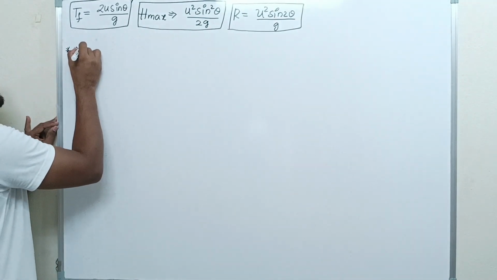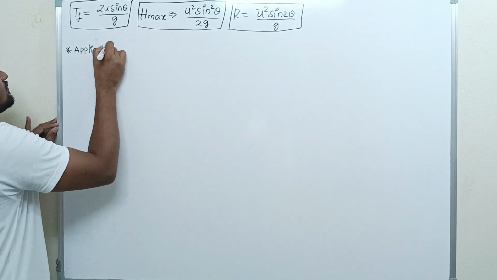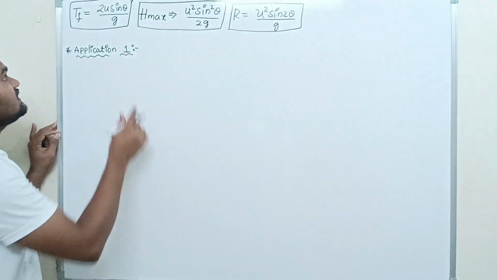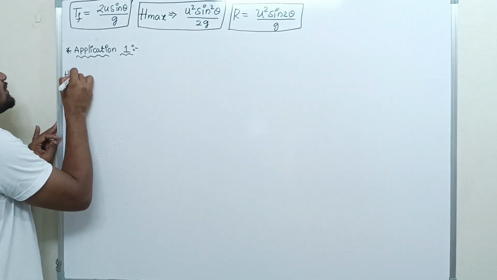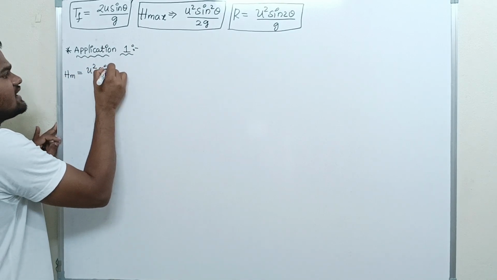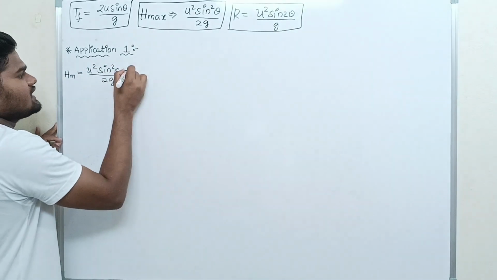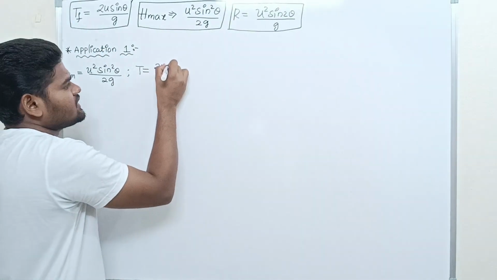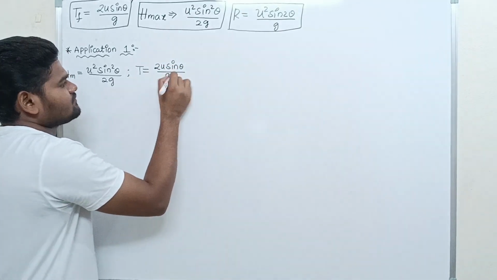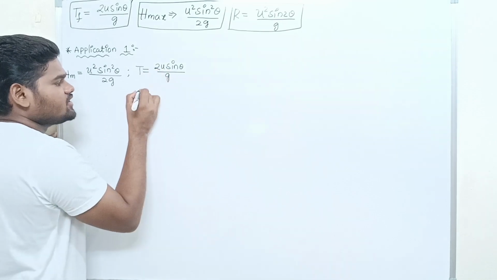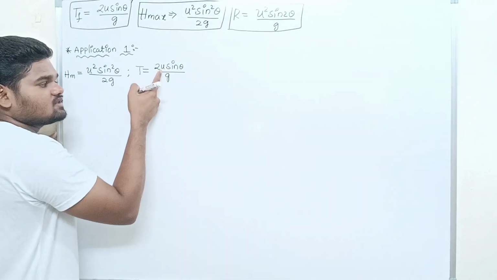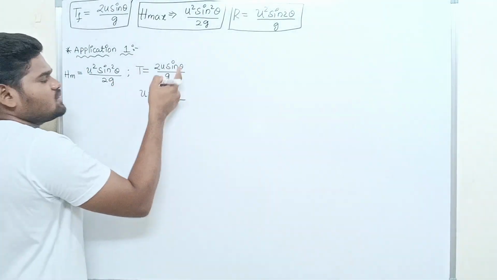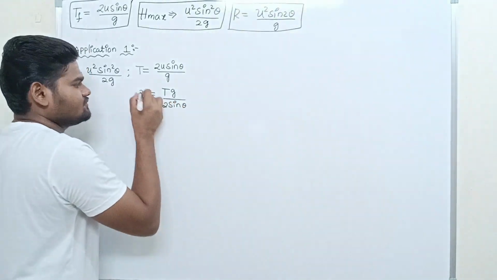Okay, so now I'm going to solve the applications. Application number 1. Right, have a look. The H maximum, height maximum, is equal to u square sin square theta by 2g. Time of flight, I'm just calling it t, is equal to 2u sin theta by g. From this I'm going to write the equation for u. So u is equal to, here g comes to this side, t g divided by 2 sin theta.